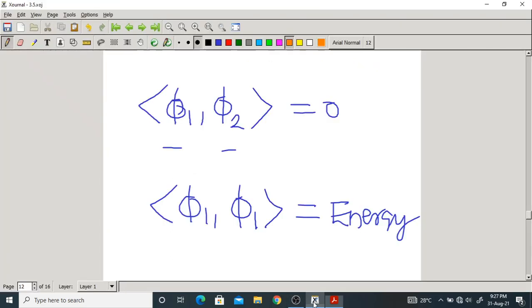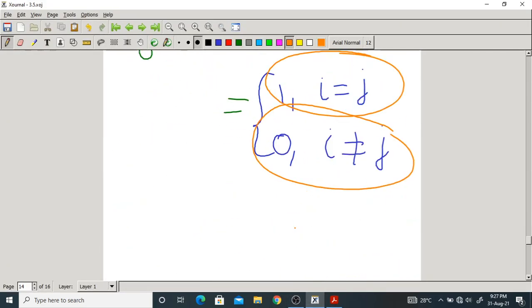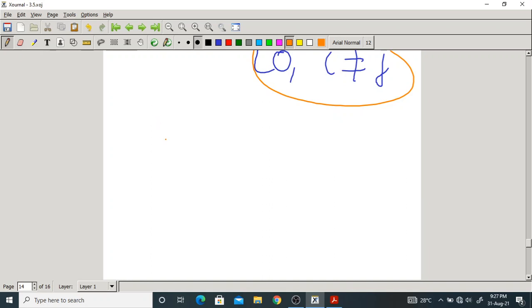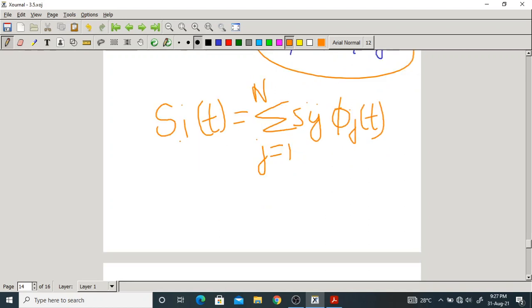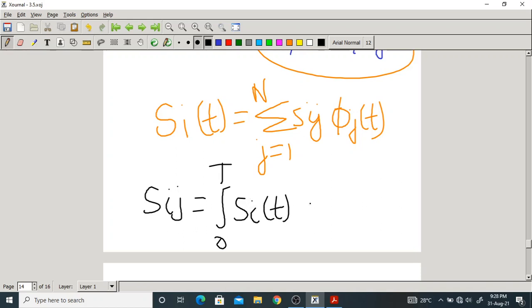So what I want to say here is, you must remember these two expressions. s i of t equals the summation over j equals 1 to n of s ij phi j of t, where i varies from 1 to m. And in reverse, what is s ij? The formula is the integral from 0 to T of s i of t phi j of t dt. These are the two things you must remember.